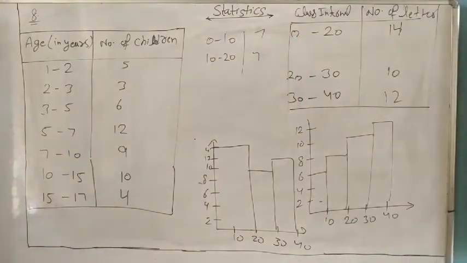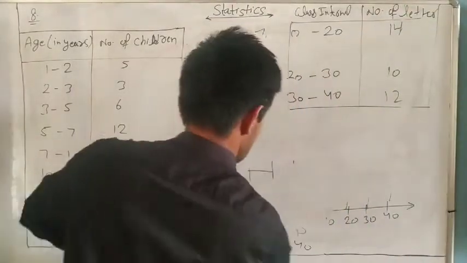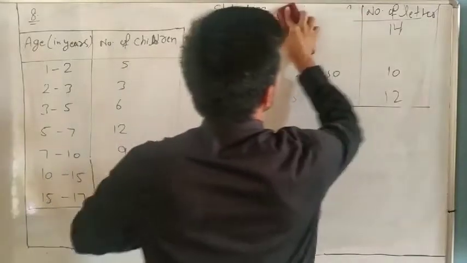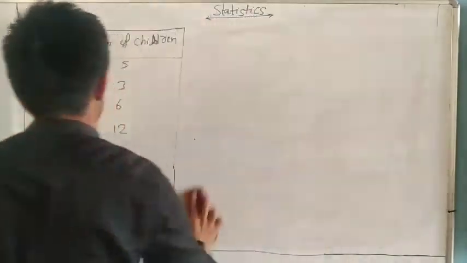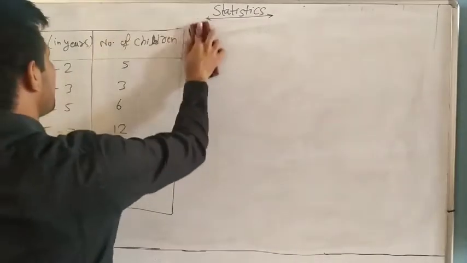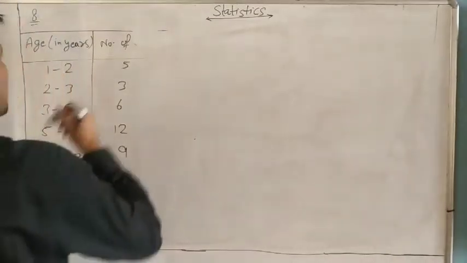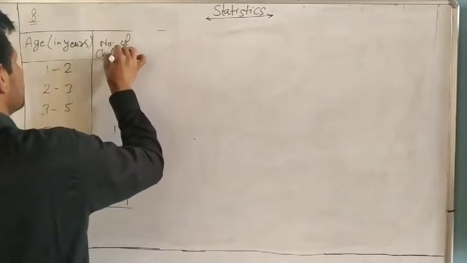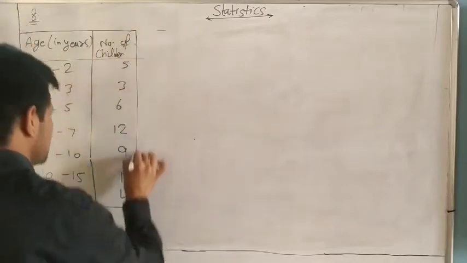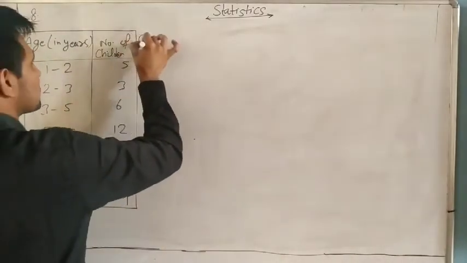So how will we convert? Look, there is one more formula also, how to proportion the length of the rectangle. So right, now we will do this question. So here the number of children is given. So write the number of children. Now we will observe first the class width.